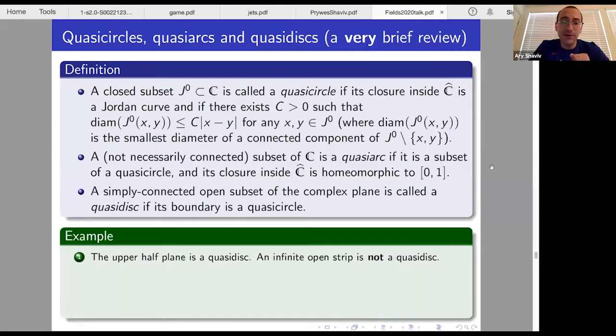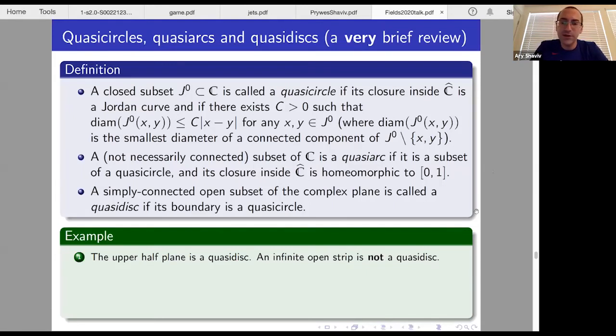Okay, so let me give you some examples. The upper half plane is a quasi-disk, right? Its boundary is just the real line, and the real line is a nice quasi-circle. However, an infinite open strip is not a quasi-disk. Why? Because if you look at the closure of the infinite open strip, these are two parallel lines, and at infinity they meet. So it's not a Jordan curve, right? It splits the Riemann sphere into three connected components, not two.